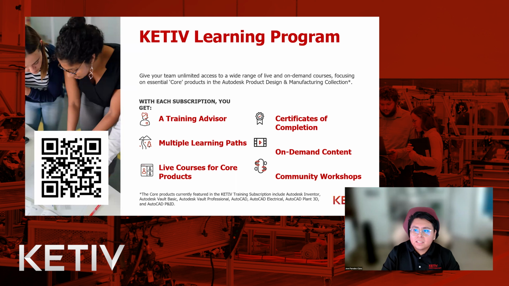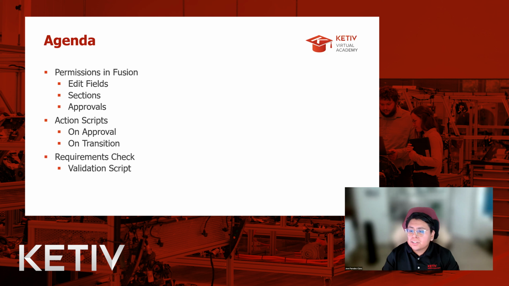So on the agenda today, we're going to take a look at permissions inside of Fusion. So editing fields, certain sections that you can see within these workspaces, within change requests, within change orders, how you set approvals and how those work within the environment. One of the very good things about Fusion Manage is the flexibility that it has, right? So it can really fit your workflow when it comes to approvals, when it comes to the stages that it goes through in those workspaces.